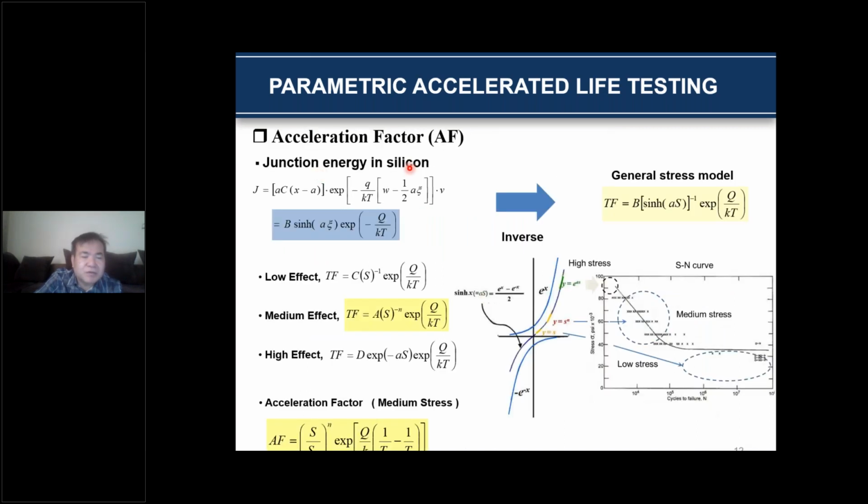This is a junction function of silicon, and if I take the inverse, we can find the general stress model. The issue is how to simplify the sine hyperbolic. The sine hyperbolic is simplified into a linear, and an exponential power of stress. Most of the testing will be carried out in the medium stress range, and the time to failure is simplified to an exponential of power stress. Finally, we can obtain the acceleration effect as the ratio of the stress and the temperature difference.